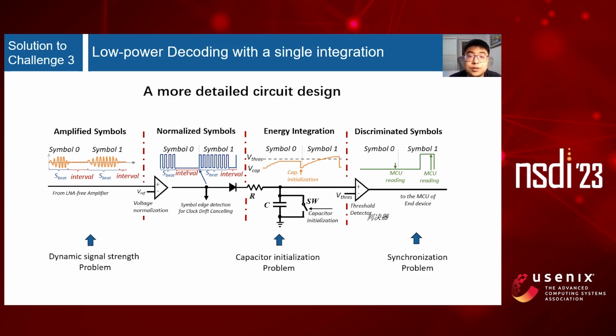This leads to a third problem. How can the receiver know the exact end time of each symbol? This requires a synchronization mechanism. Normally, the synchronization mechanism is implemented by decoding leading symbols. However, in our circuit design, the precondition for decoding symbols is to implement a synchronization mechanism. Thus, we seem to be stuck in a dead loop.